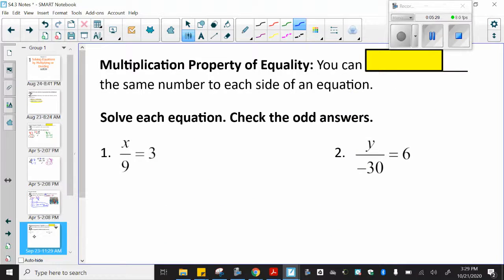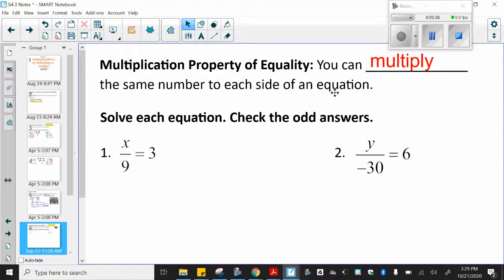Next, we also have this multiplication property of equality. Multiplication property of equality says that you can multiply the same number to each side of an equation, just like we've been doing, and it keeps the equation equal. So to demonstrate that, we're going to do it this way. We're going to say, okay, x divided by 9 equals 3. I want to undo the divided by 9, so I'm going to put a dot and a 9, and a dot and a 9. That means I'm going to multiply both sides by 9.